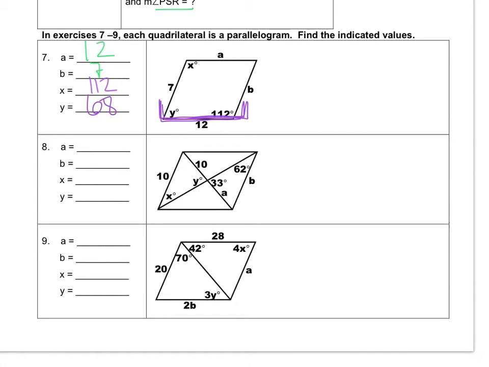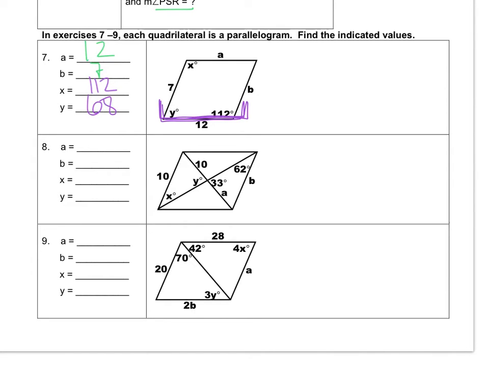All right, on number 8, same thing. Remember, on this one, you're going to have alternate interior angles, vertical angles, and don't forget that a triangle is 180 degrees. So first thing we're looking for is A.